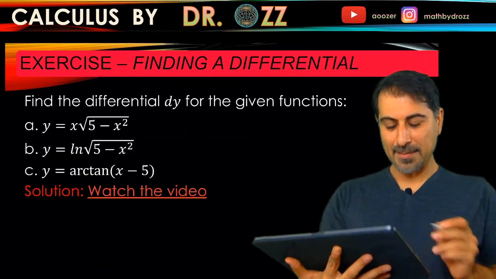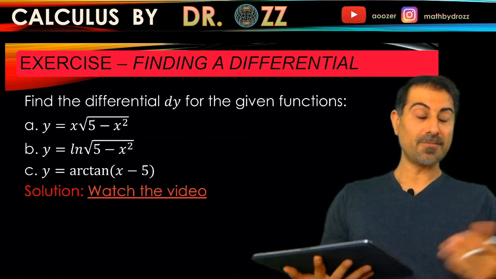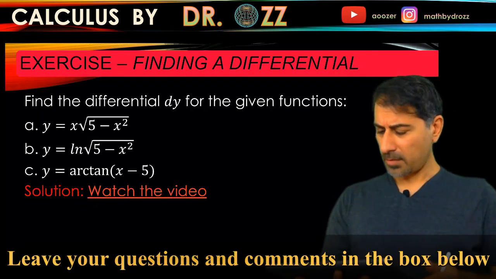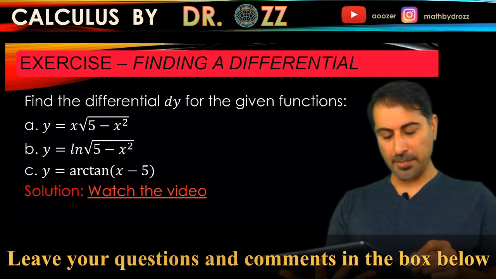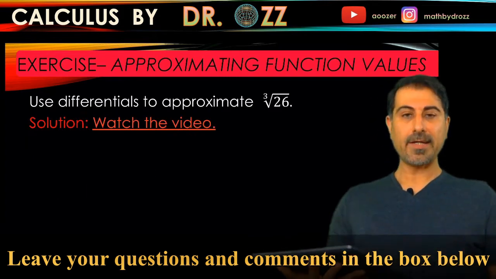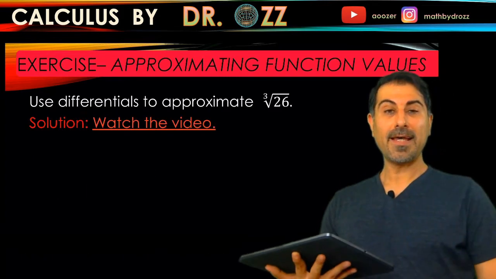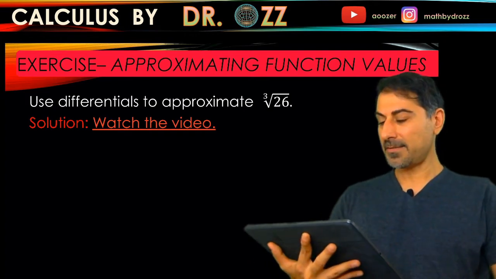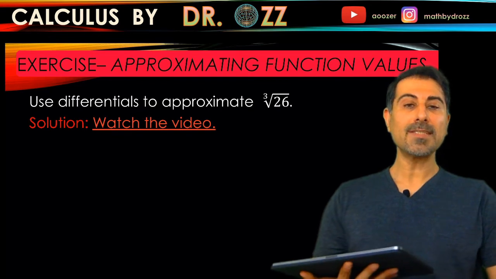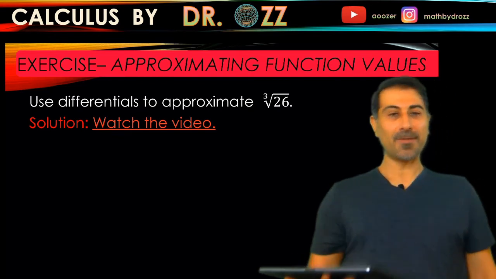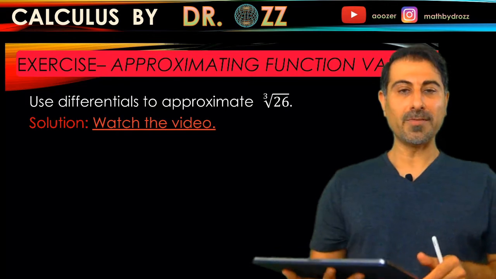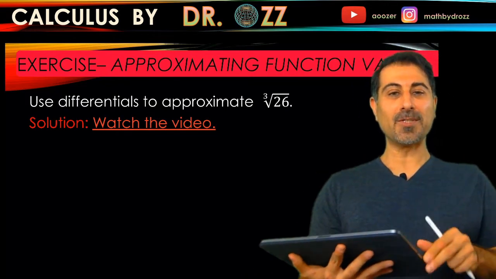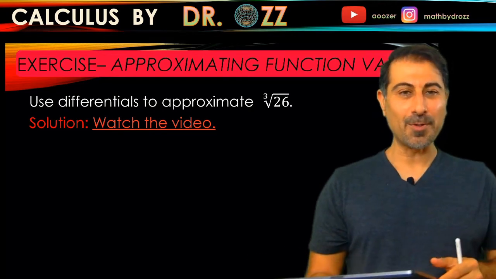In the next example, we're finding a differential for different types of functions. We're using all the rules of differentiation. Please check this also. This is a good practice. And eventually we have an example similar to what we have gone through in the second video. We're trying to approximate the value of the cube root of 26 by using the differential concept. Please go through those videos and watch all of them to see how I go through those questions with my step-by-step approach.